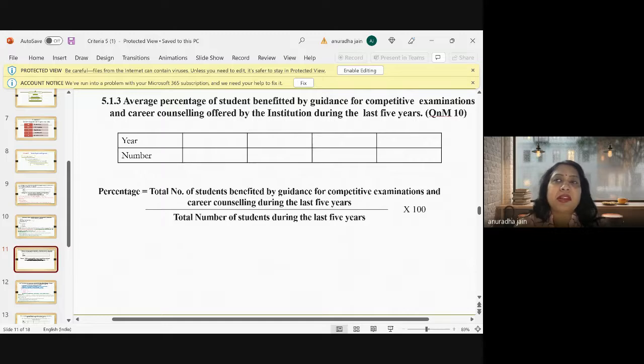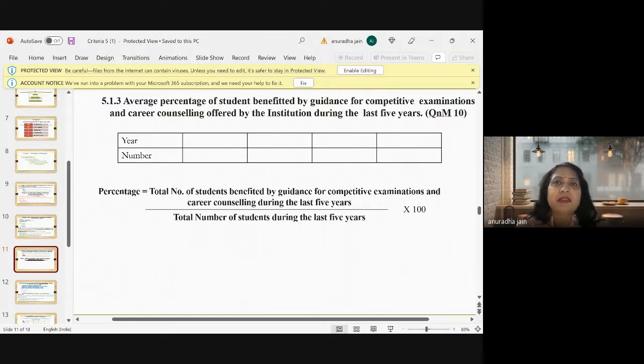Then we also organize sessions related to how to prepare a resume, how to appear for the personal interview, how to face the group discussion sessions. Or we also give guidance to the students related to competitive exams.